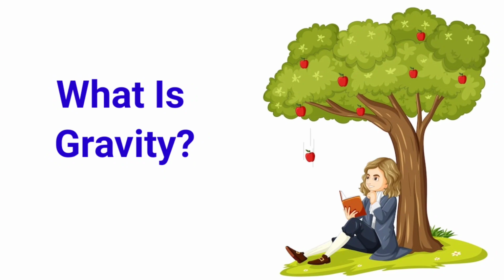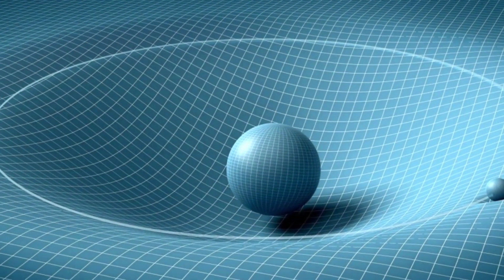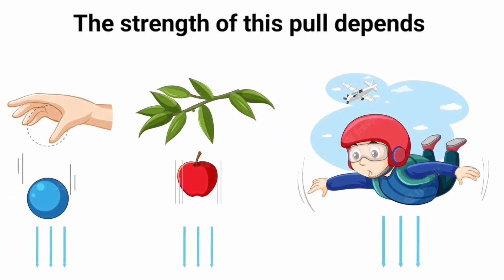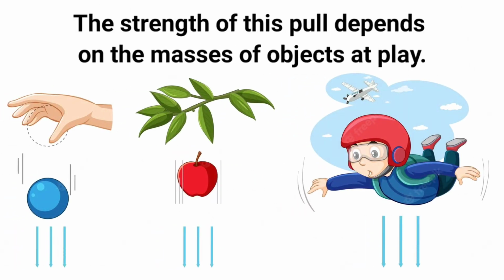So first we see what is gravity. Gravity is a force which tries to pull two objects towards each other. Anything which has mass also has a gravitational pull. The strength of this pull depends on the masses of the objects at play.